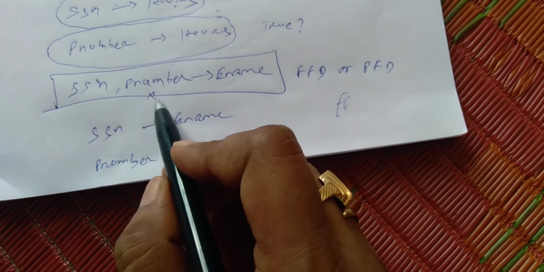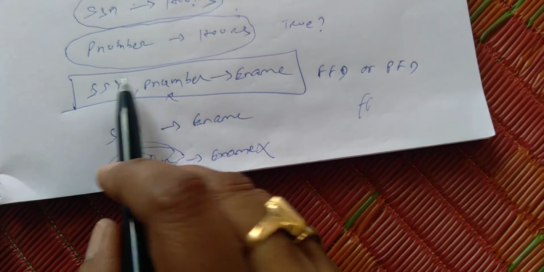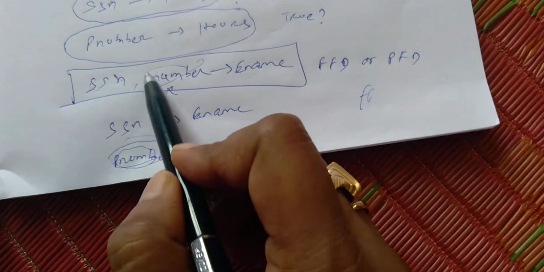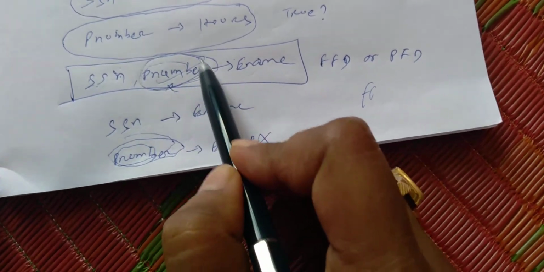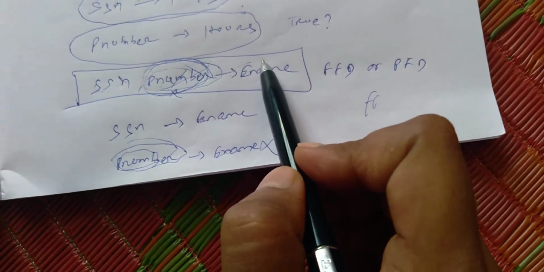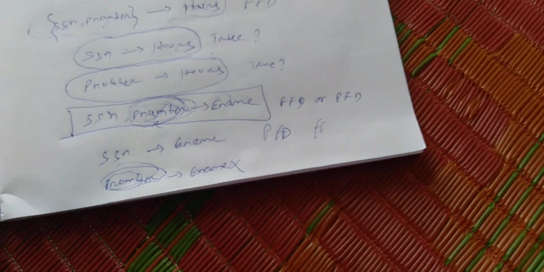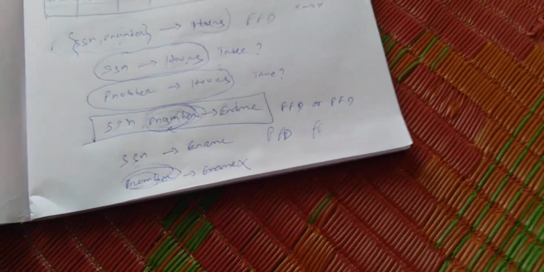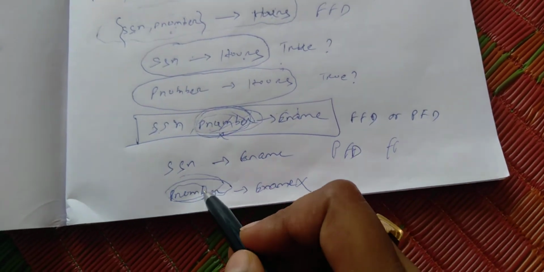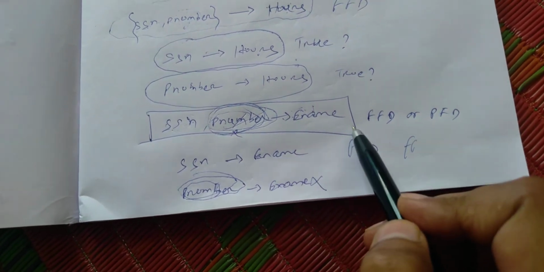So that means P number was the extraneous attribute. From this combination, if you remove P number, still the functional dependency is holding true. That means this one is the extra attribute present in the functional dependency. Even if you are removing this, the functional dependency is still holding true. That means this one is an example of partial functional dependency. You have to check like this. Remove one attribute. If even one attribute can be removed, that means it is still holding true, then this is a partial functional dependency.